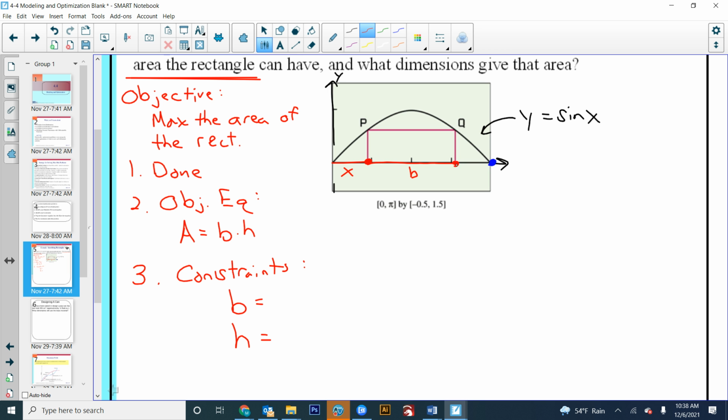What's this length over here? X. Why? Well, sine of x is a symmetric graph. Those points on the base of that rectangle have to stay the same distance away from the zeros of sine of x. Is the base 2x? Now, what is the base? Pi minus 2x. Pi minus 2x.